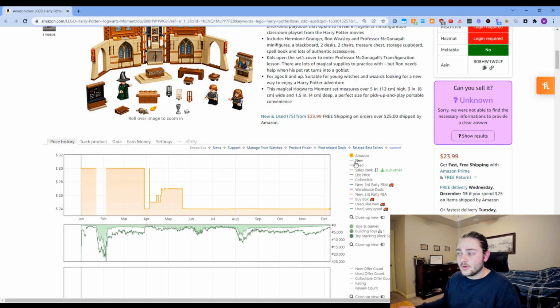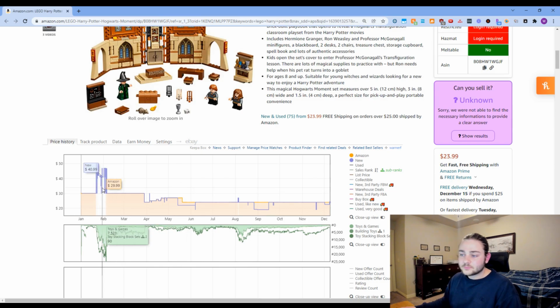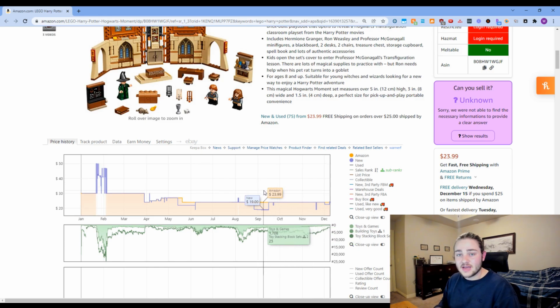The next thing you're going to want to add is the new price line. This new price line is not necessarily the price that the item was selling for. It just means that this new price line is the lowest of all the new offers on this listing. And this new price line also does not include shipping, so that's important to note. I would imagine that a lot of these offers where it kind of dips are not including shipping. So really the cost could be $4 more.